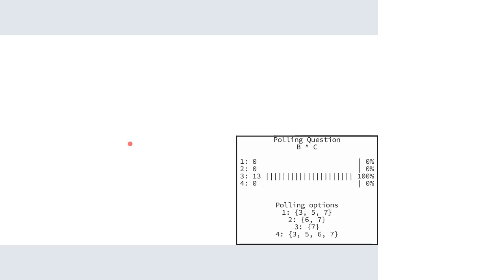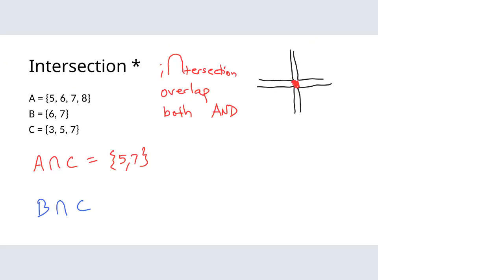Let's see where we are. Okay, unanimous. Now we're back on track. Very good. Outstanding. So when I want B intersect C, what I'm looking for here is the elements that are in B and in C. And the only thing is the 7. So B intersect C just has one element in it. It's a 7. Excellent work. Very good.